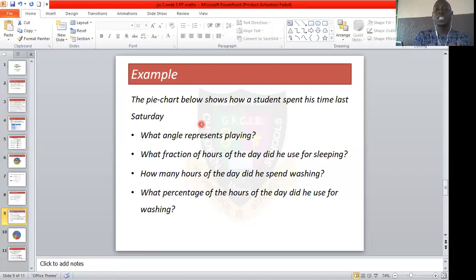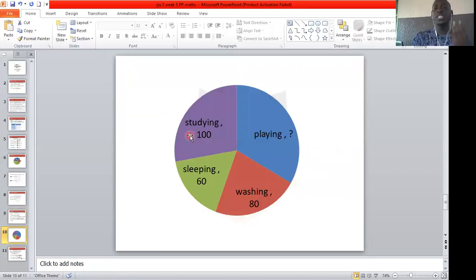Now the hours are converted into 360 degrees in the pie chart. That is, he studied, he slept, he washed, and he played. So the sector for studying is 100 degrees. Sleeping is 60 degrees. Washing is 80 degrees. Playing we don't know. So this is it in sectors. That is, 24 hours has been converted to degrees, represented on the pie chart. Now we have to extract information from this pie chart. Let's go to the question.